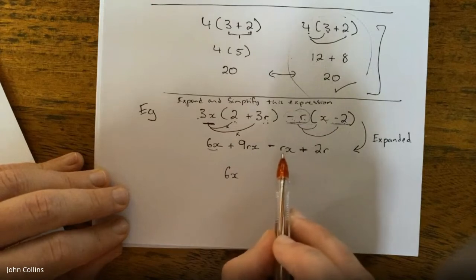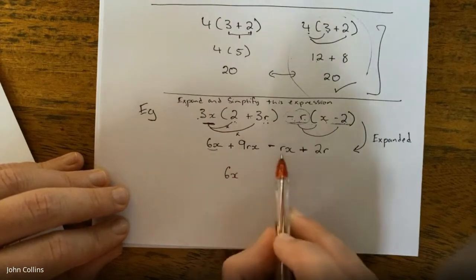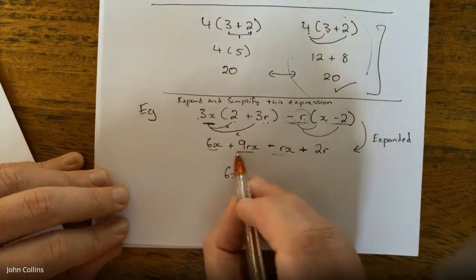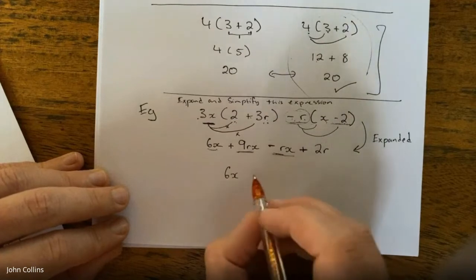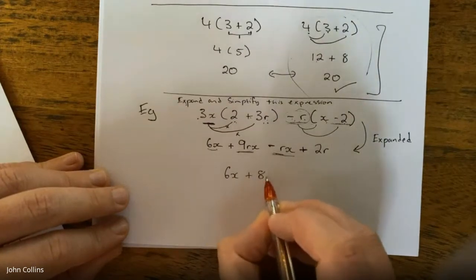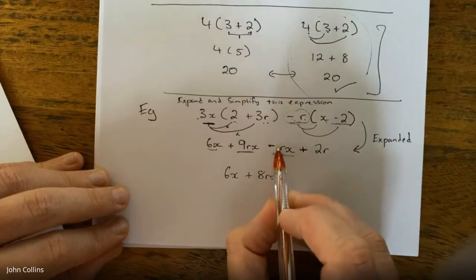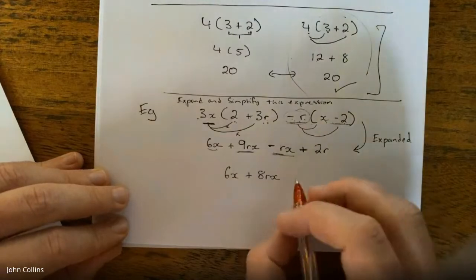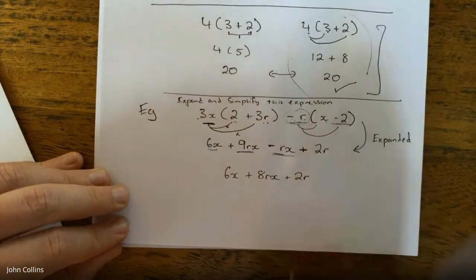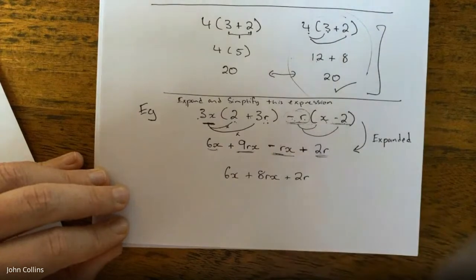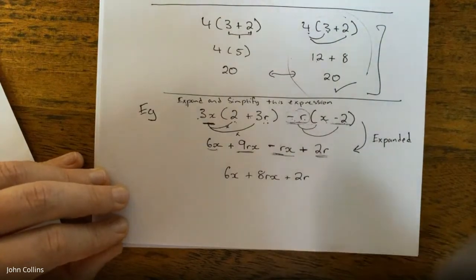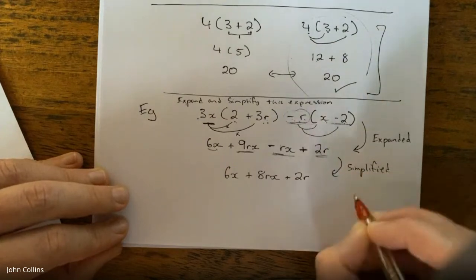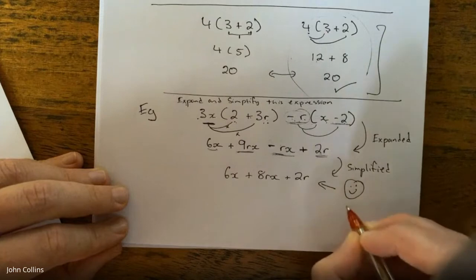Good work, Charlie and Lewis. Yeah, 9rx's, take away an rx, leaves me with 8rx's. Yes, so if there's no number in front of there, it's just one of them. So you don't need to put a number in front, it's just one. Yes, 6x. And then plus the 2r, because it's no buddy either. There's no other r's, yeah. And that is it simplified. That is the answer.